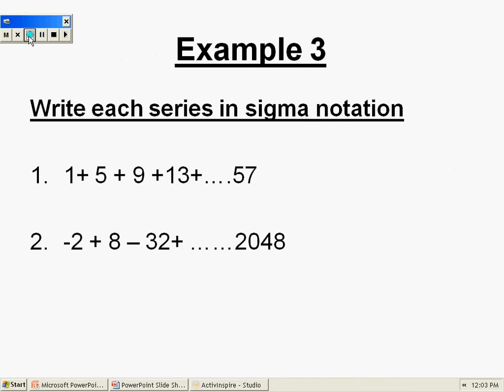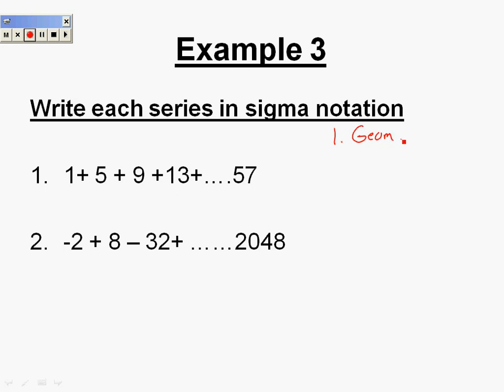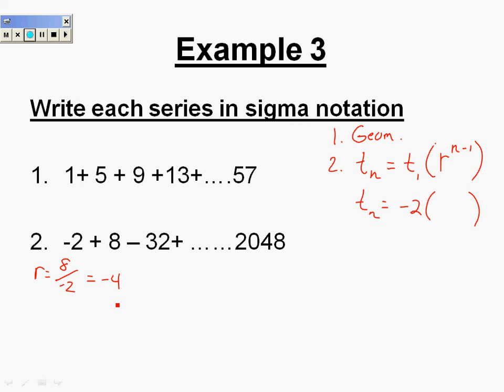So let's do number 2. Now number 2, you guys can see it's not arithmetic. What's going on in number 2 here? It's being multiplied by -4, so this is a geometric one. And therefore, we have to use a different nth term formula, which is this. And we know T1 is -2. And we know R, well, how do we find R again? Let's do that on the side. You take the second term divided by the first term, which is -4. So it's -4.